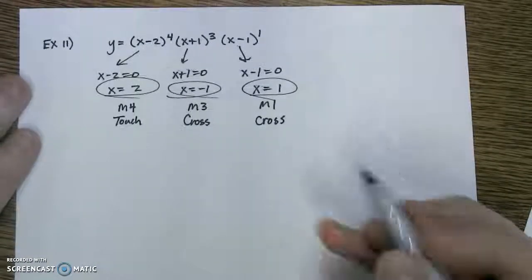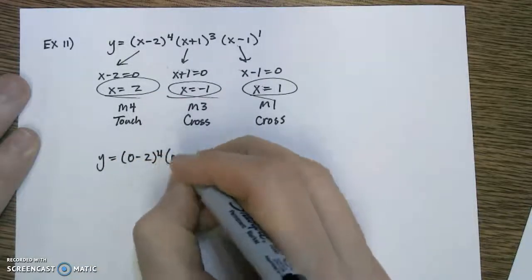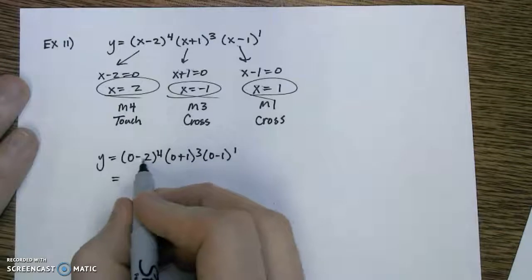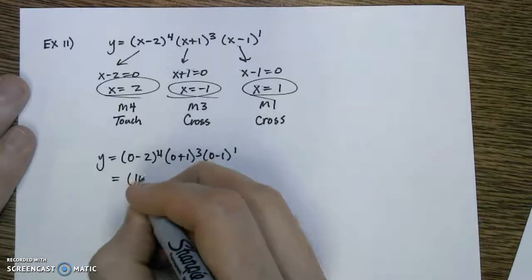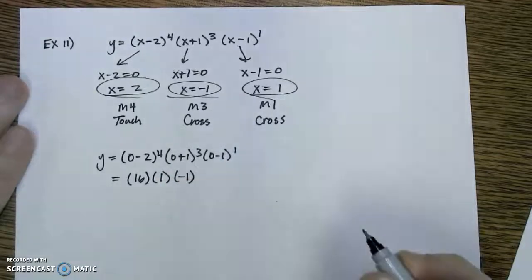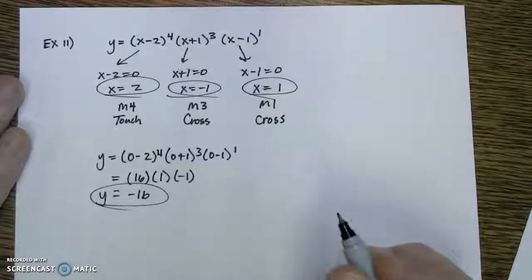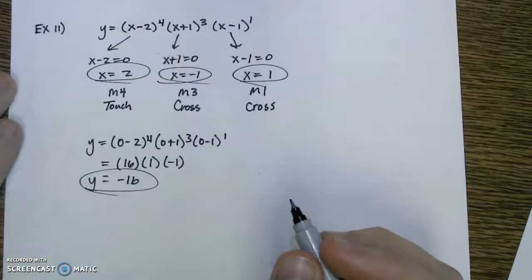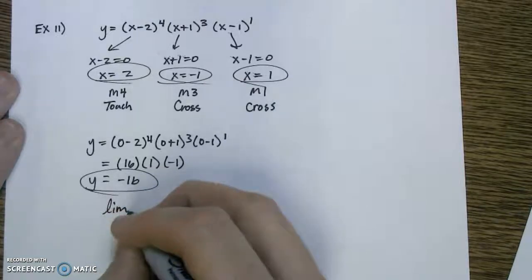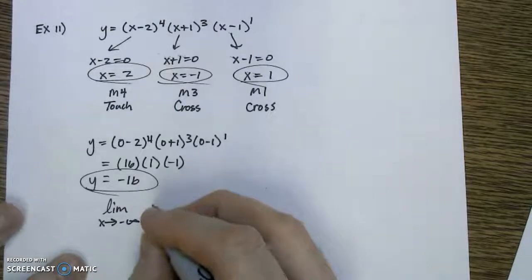We're then going to find our y-intercept by plugging in 0. So that is going to give us positive 16 times 1 times negative 1. So we're going to get negative 16 for the y-intercept. Then let's find our limits at infinity. So we're going to plug in negative infinity and see what happens.